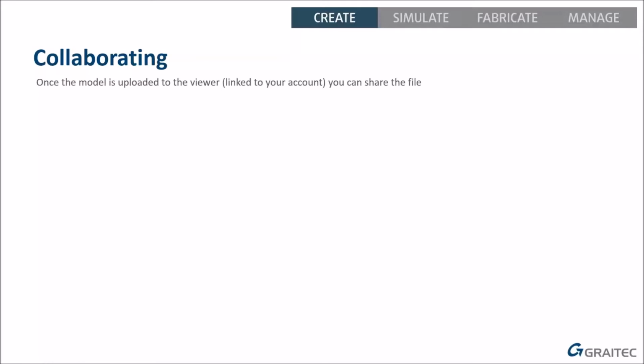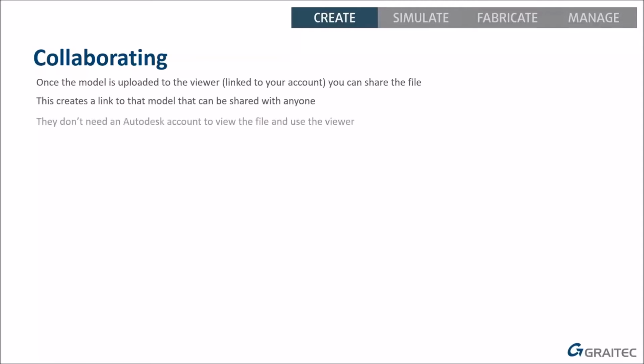So once the model is uploaded, like I said, it's linked to your Autodesk account, you can then share the file. So when you share a file, it creates a link to the model that can be shared with anyone. We can put it obviously in an email. We're going to do some funky things with QR codes. The person you share the file with doesn't need an Autodesk account. So anyone can view it without having an Autodesk account.